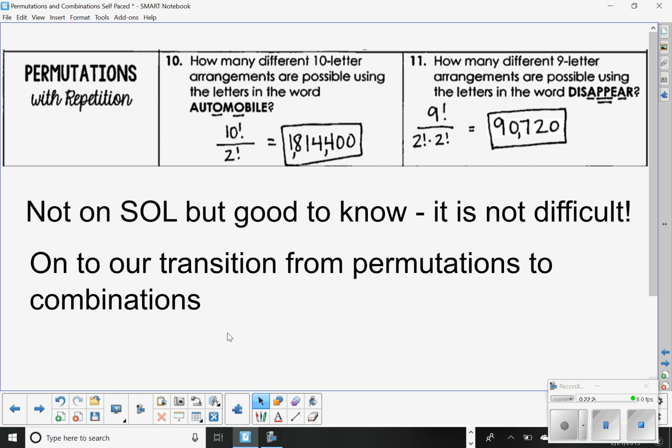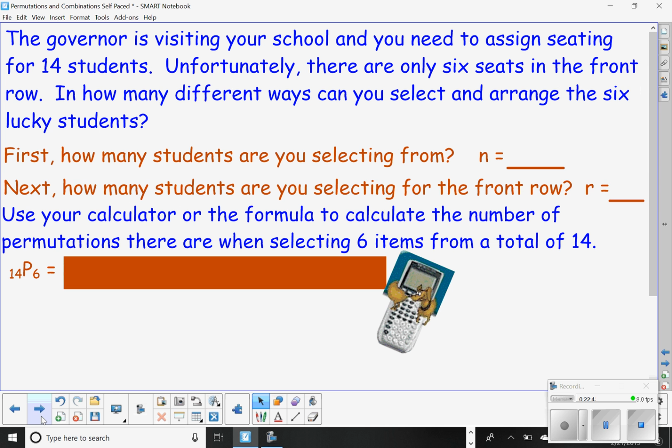Same thing with number 11, right? A appears twice, P appears twice. So 9 factorial gets divided by 2 factorial times 2 factorial. Again, it's because you can't tell the difference between one P and another. All right. Now, moving on.